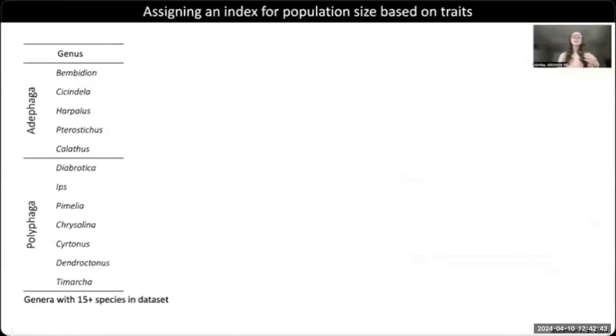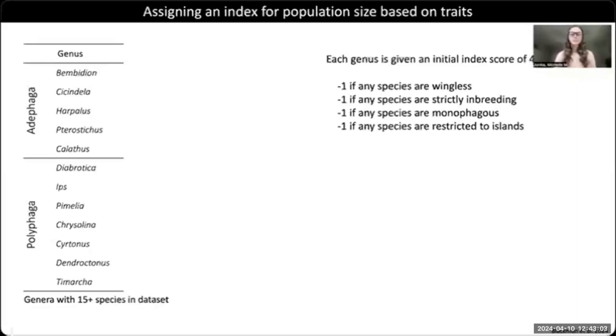And we additionally looked at two clades, Polyphaga and Adephaga, and their distribution of traits that were likely to impact effective population size. Traits were scored based only on species that were included in the analysis and when a genus had more than 15 species. Additionally, the majority state for each genus is the state that was assigned.